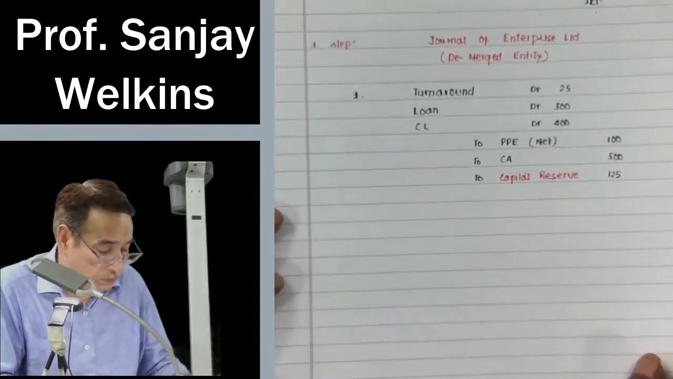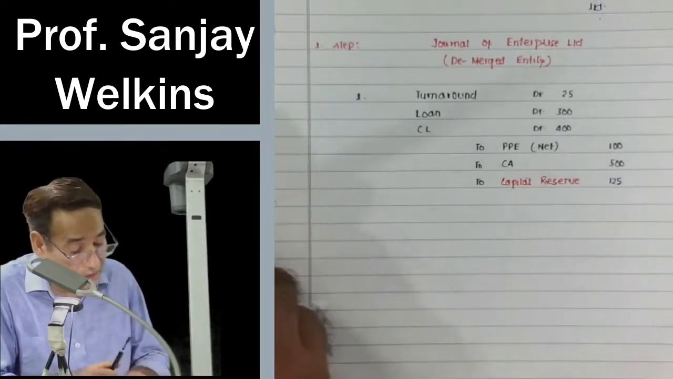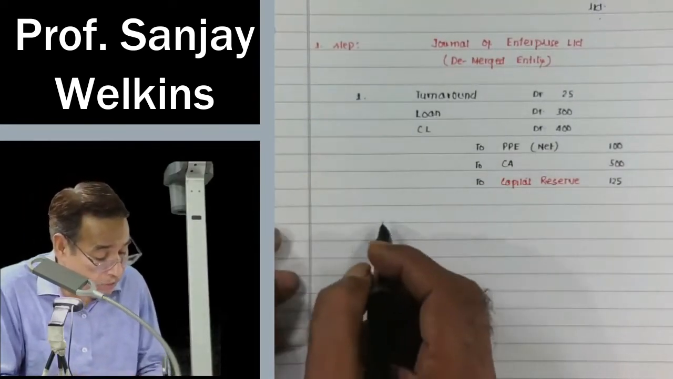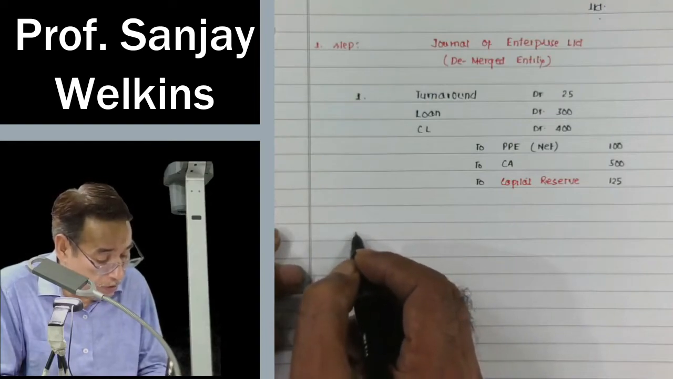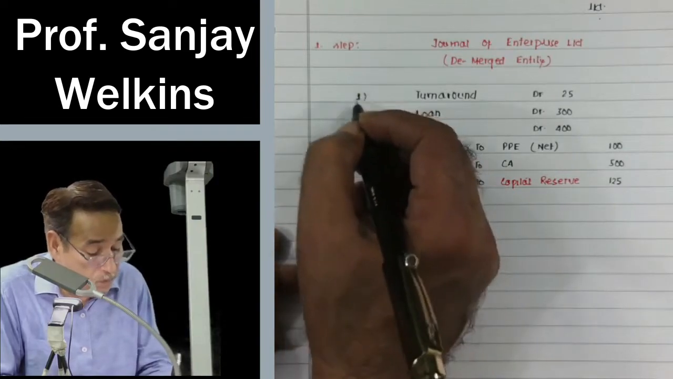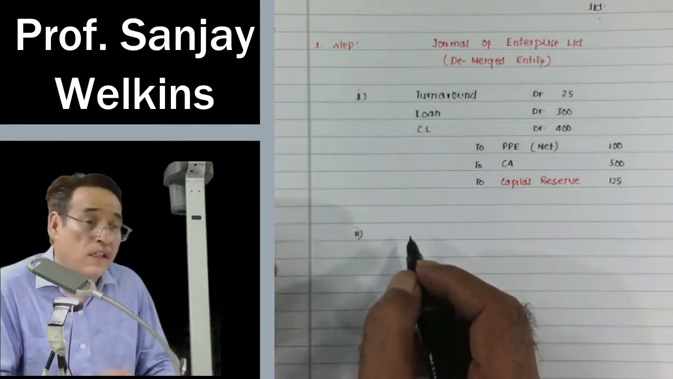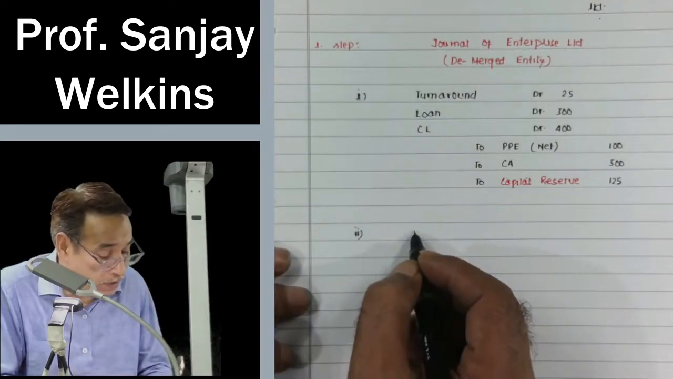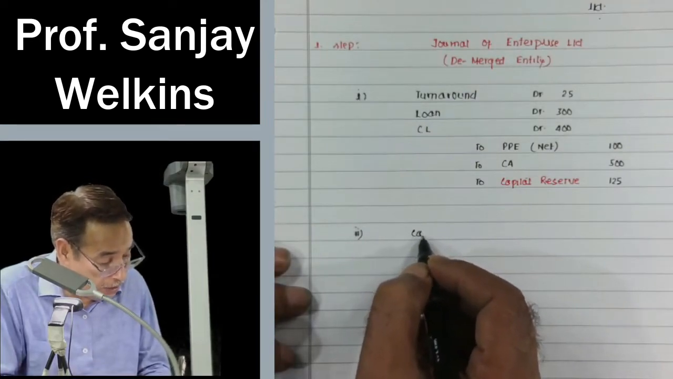Now, under the second, in fact, now your second entry will be with respect to consideration. The problem is that consideration will not be received by you, so it will be considered as a loss to you. You will write here capital reserve.